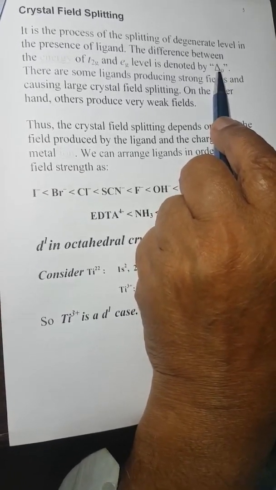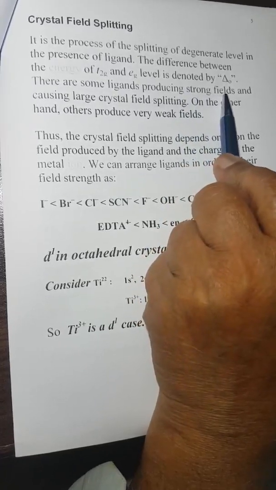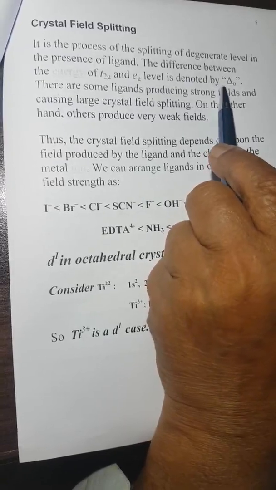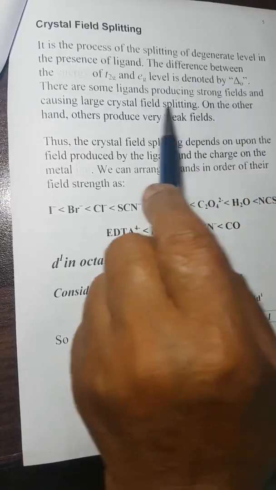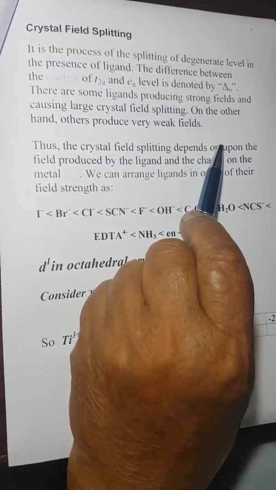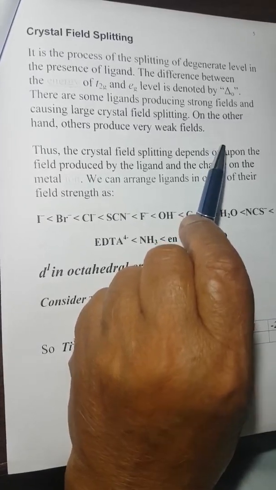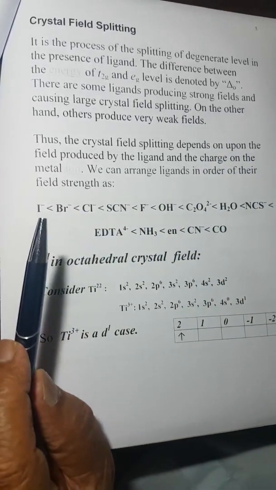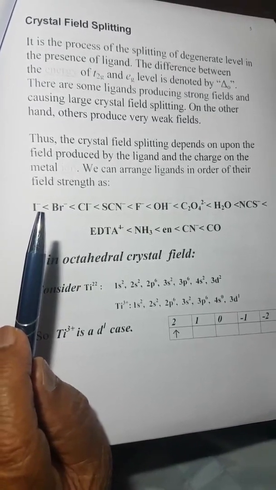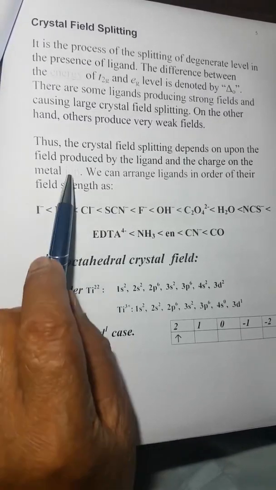Well, there are some ligands which produce strong field. It means they produce higher splitting and they cause large crystal field splitting. On the other hand, there are others which produce weak fields. Thus, the crystal field splitting depends upon field produced by the ligand and the charge on the metal ion.